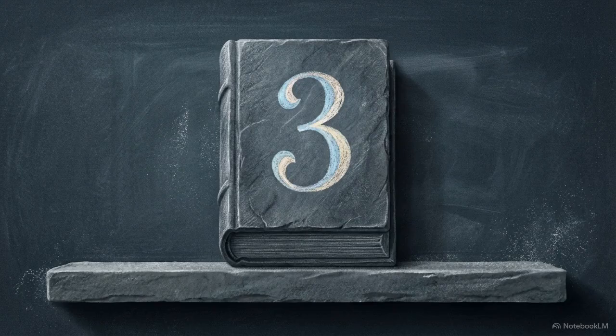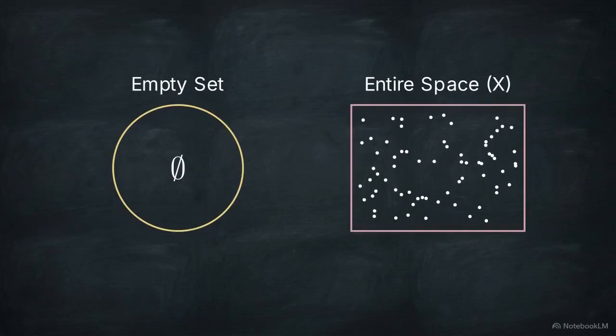sets. For a collection of subsets to qualify as a valid topology, it has to obey a strict logical rulebook consisting of 3 axioms. The first axiom requires that the collection must contain both the empty set, a set with exactly 0 elements, and the entire space itself.